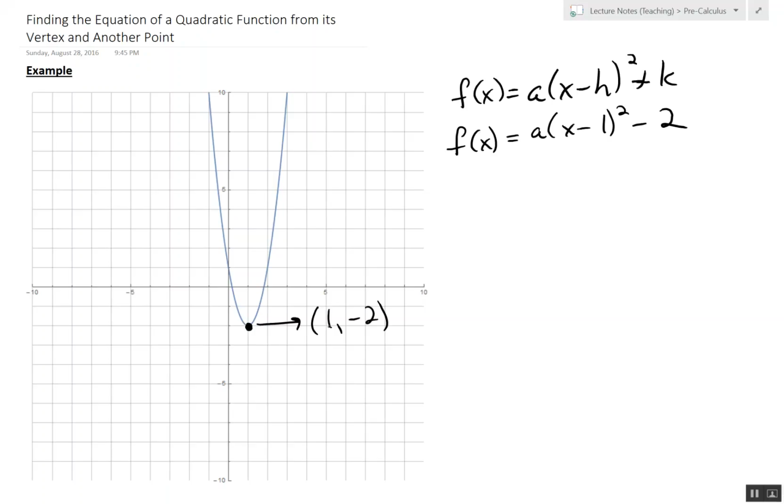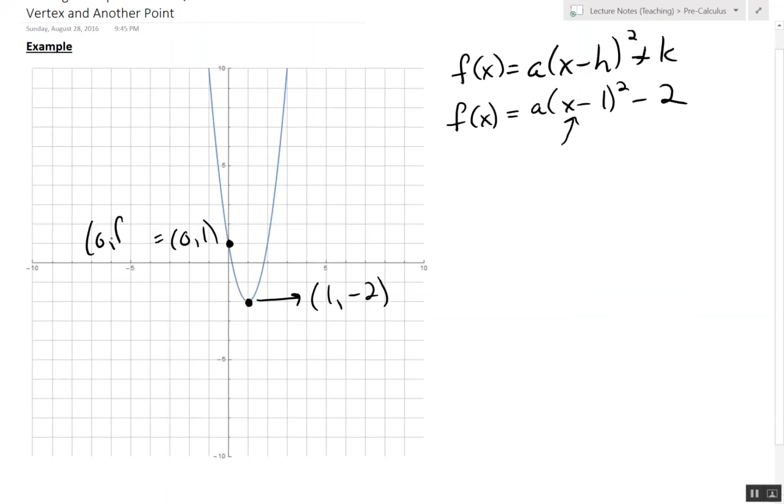That means we have to pick another point from the graph. Probably the best one here is the y-intercept if that's possible, because that way we can just put 0 in for x, and that makes all our calculations simple. Notice that the y-intercept is (0, 1). This is actually (0, f of 0). So in particular, f of 0 is 1.